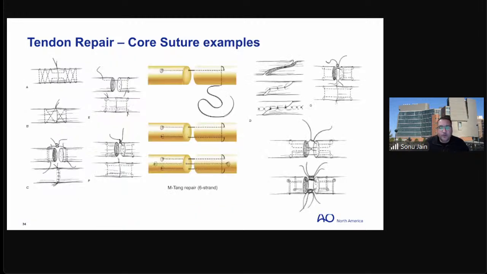So this just shows you different repair techniques. I would just recommend people do the repair techniques that work well in your hands. I personally use a modified Kessler. That's what I've been doing, and that's what makes most sense for my hands, and I've had good results with it. So try different things that work for you and see what you're comfortable doing.